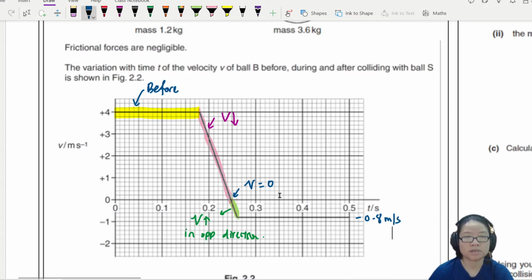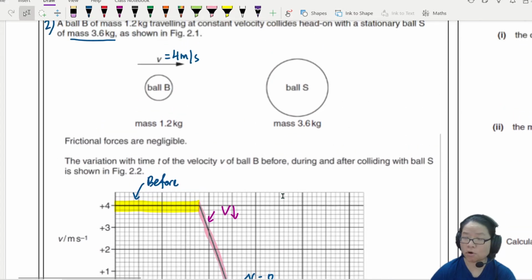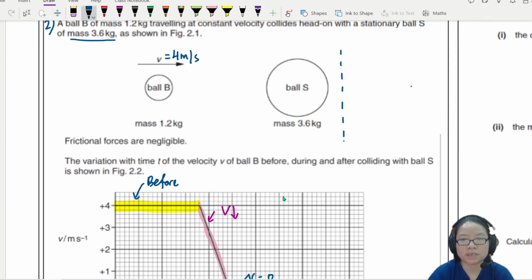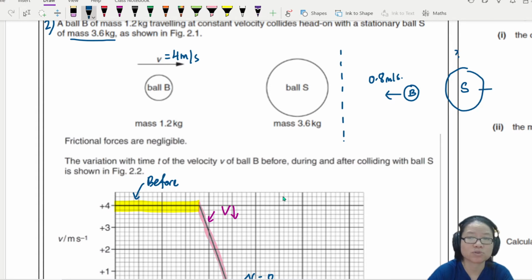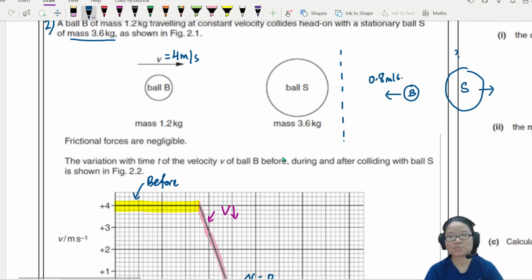So this tells me that after collision, ball B will travel in this direction, at 0.8 meters per second. Teacher, what about ball S? I don't know what is going on with ball S. But if I'm going to guess, I'm guessing that ball S will travel this way, because it's being pushed by ball B a bit. So we probably need to find this somewhere later.